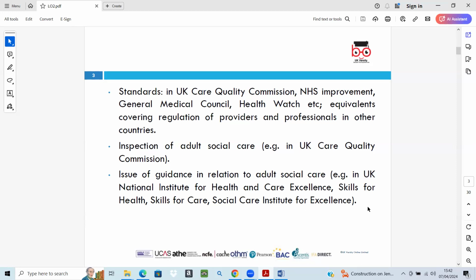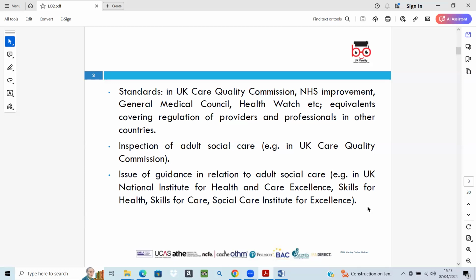Now, inspection: as I said, the CQC conducts inspection of adult social care services and assesses them on five key questions: are they safe, effective, caring, responsive to people's needs, and well led. These are a few of the criteria which they check. And we have NICE, mentioned here. What is NICE? NICE is the National Institute for Health and Care Excellence, which provides evidence-based guidance and advice to improve health and social care, including adult social care.